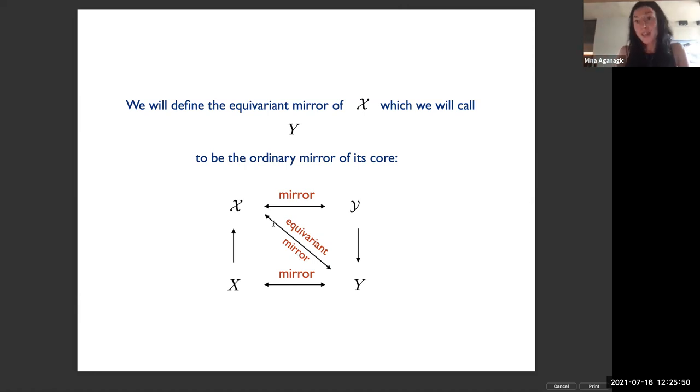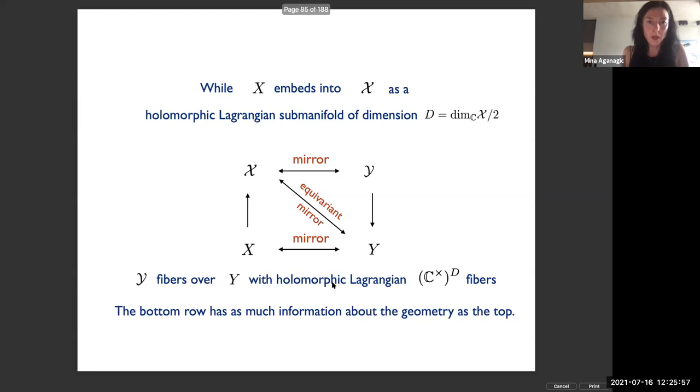Okay, so the equivariant mirror is going to be the relation going diagonally. Now, while the small X embeds into the big X as a holomorphic Lagrangian, the big Y fibers over the small Y with holomorphic Lagrangian fibers. But the bottom row has to have as much information about the geometry as the top.